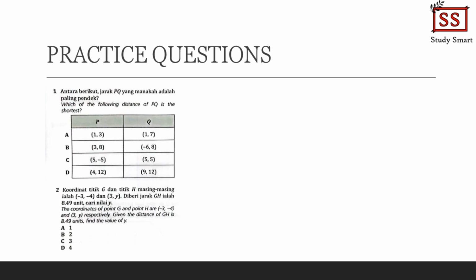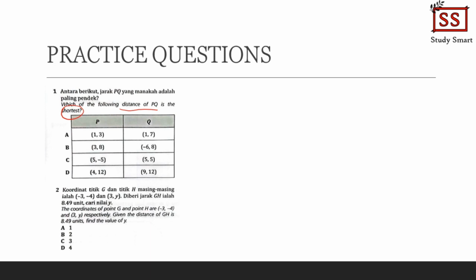The first question: which of the following distance of point PQ is the shortest? Okay, shortest means your value should be small, and the question is asking for distance, so you need to know which formula you want to use. Before you identify the formula, you look at the coordinates of each of these points.